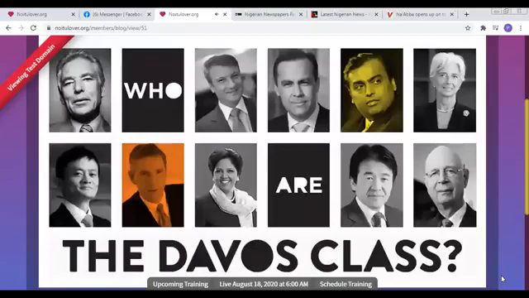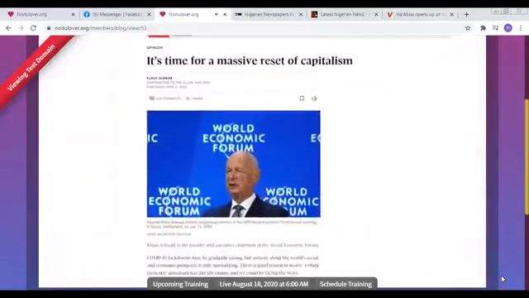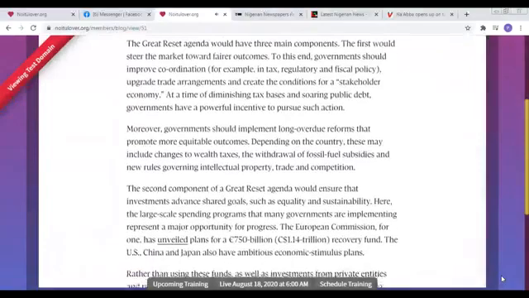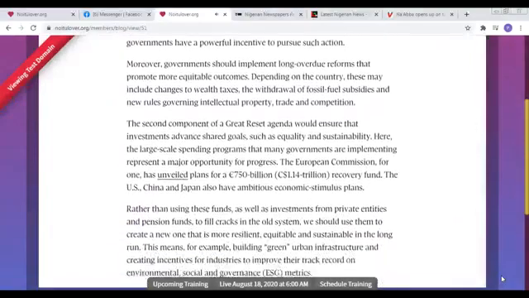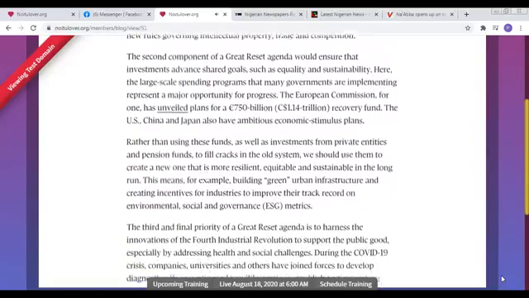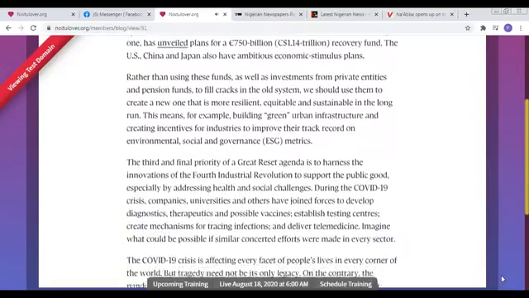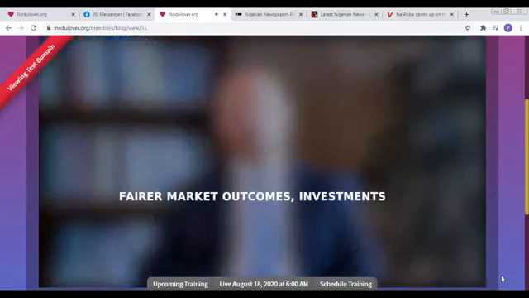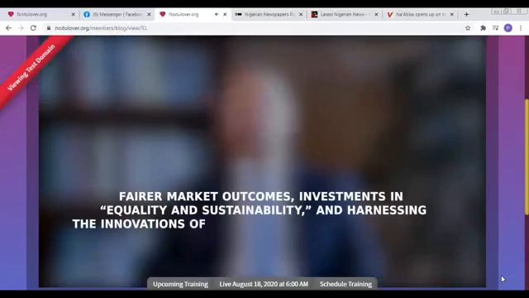In a recent opinion piece published in the Globe and Mail, Klaus Schwab provided more details on the goals of the Great Reset in overcoming several crises facing humanity, including rising government debt, unemployment, and increasing social unrest. "We must build entirely new foundations for our economic and social systems," Schwab writes. He details the 3 main components of the Great Reset agenda, specifically fair market outcomes, investments in equality and sustainability, and harnessing the innovations of the 4th Industrial Revolution.